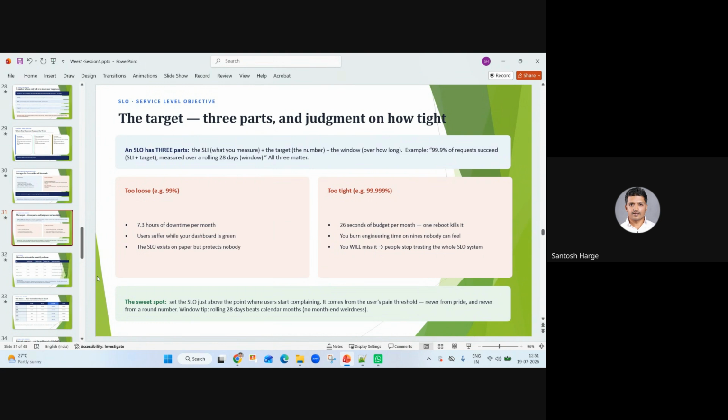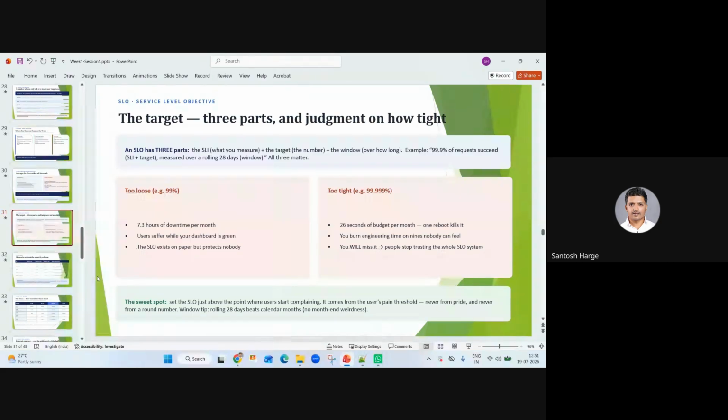So is it possible, guys? 26 seconds of downtime for an application for a complete month? Exactly. 26 seconds is too low, because a single application will take at least 10 to 15 seconds to come up. And if you have multiple servers, it is going to hit the target anyway, isn't it?